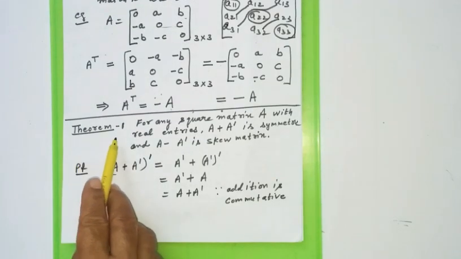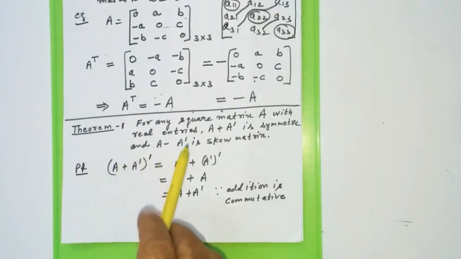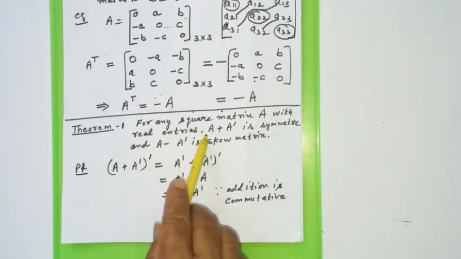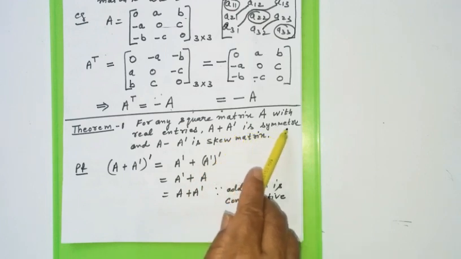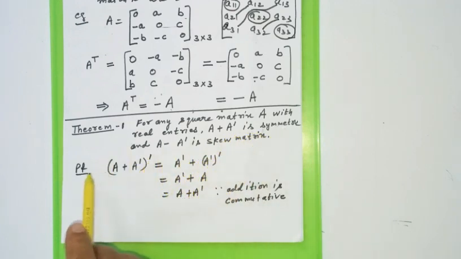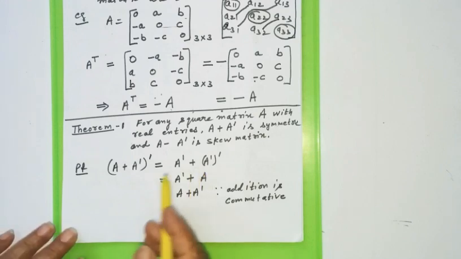Now we come to theorem 1. Theorem 1 says that for any square matrix A with real entries, A plus A transpose is symmetric and A minus A transpose is skew symmetric. So let us see how. Although the proofs of theorems are not asked in CBSE exams, it's a very simple proof. Let us discuss.